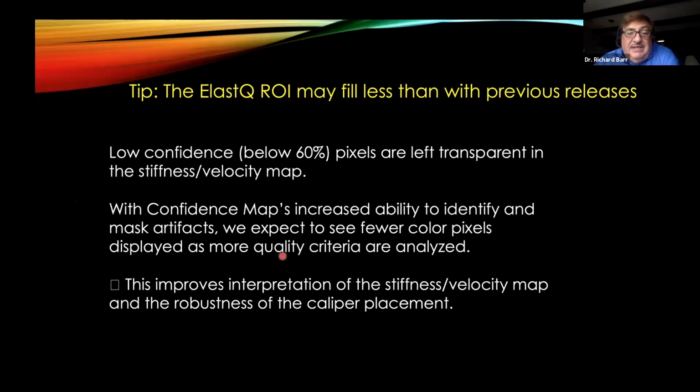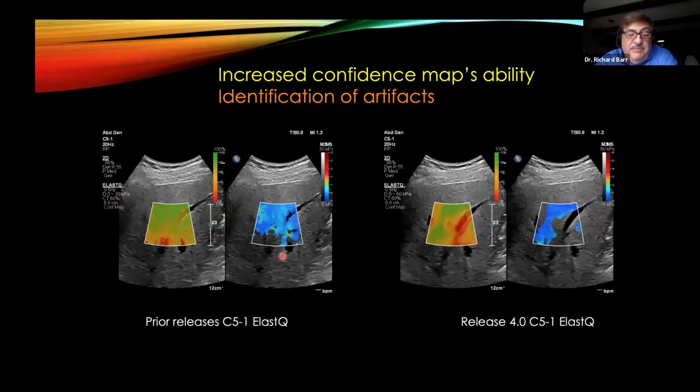Again, the ElastQ ROI, there have been some changes in the new version, and that quality map, again, really increases our ability to identify artifacts. They've increased the quality of it so that it marks out more artifacts, so you have this, and this improves your interpretation of the stiffness on the velocity map and the robustness of the caliper placement. So again, old release, new release, you can see that we're eliminating more data because we're only now showing the data that is of higher quality.